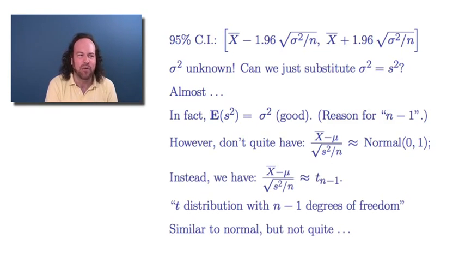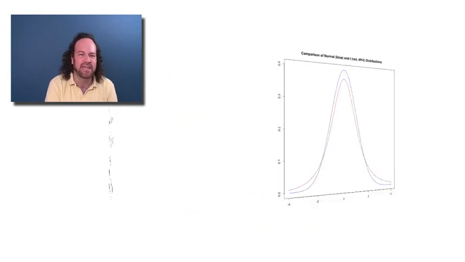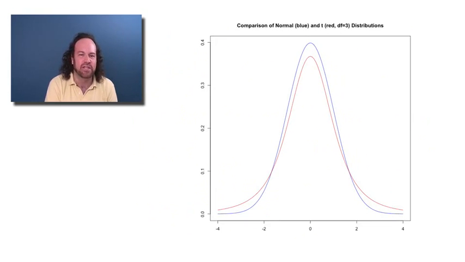To illustrate that, we can look at a couple of graphs. Here's the standard normal distribution in blue compared to a t-distribution with only 3 degrees of freedom in red. And we can see they're pretty similar, but the t-distribution is a little bit wider, corresponding to having more uncertainty because we didn't know the true variance. We had to estimate that too, so it made things more uncertain.